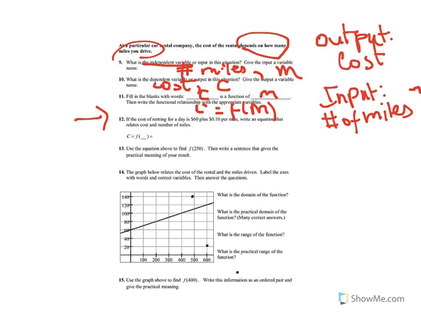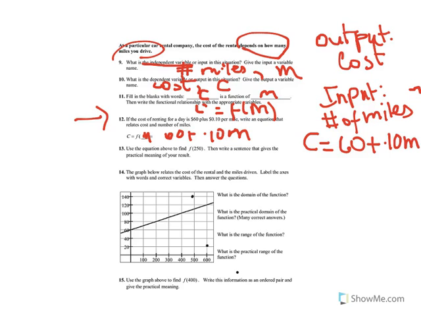In other words, f of m is going to be given by $60, right, plus 10 cents for every mile I drive, and the number of miles, remember, is M. So my function C, f of m, is given by 60 plus 0.10 m. Okay, so let's see what happens.